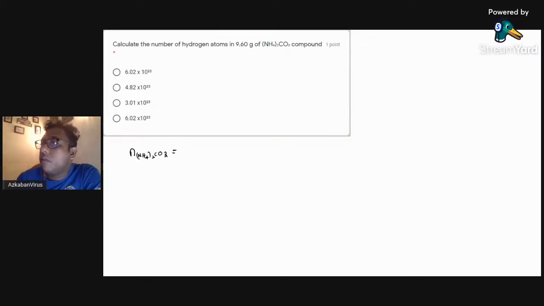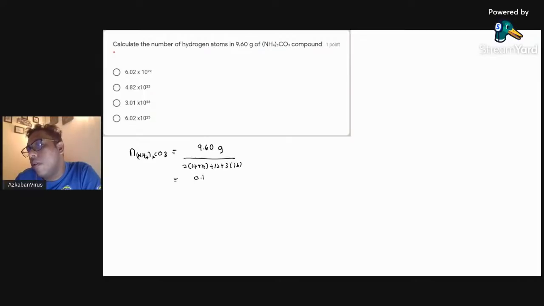is equal to 9.60 gram divided by 2 times 14 plus 4, plus 12 plus 3 times 16. This is equal to 2 times 18 is 36, plus 12 is 48, plus 48 is 96. So this is equal to 0.1 mol.